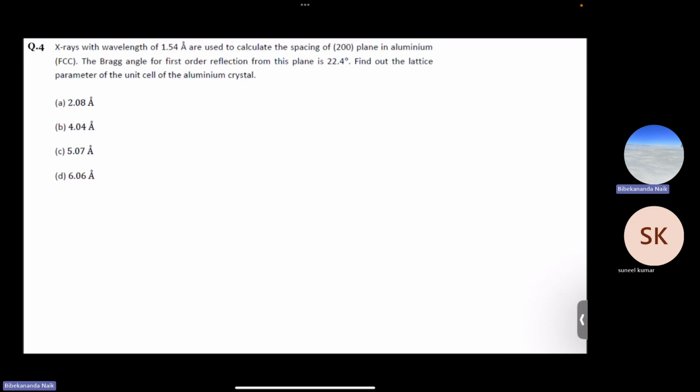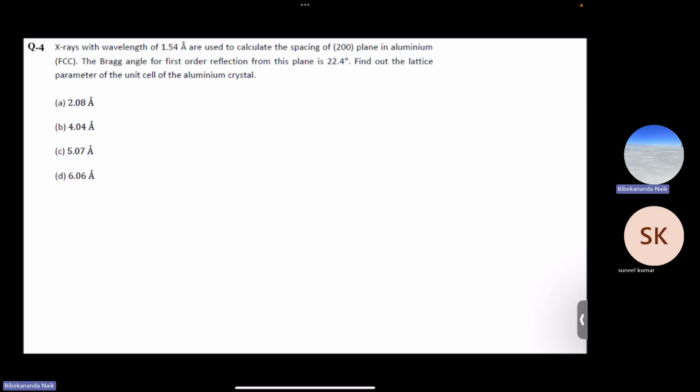Then proceeding towards the next question. The question says X-rays with wavelength of 1.54 angstrom are used to calculate the spacing of the 200 plane in aluminum, that is FCC. The Bragg angle for first order reflection from this plane is 22.4 degrees. Find out the lattice parameter of the unit cell of the aluminum crystal.